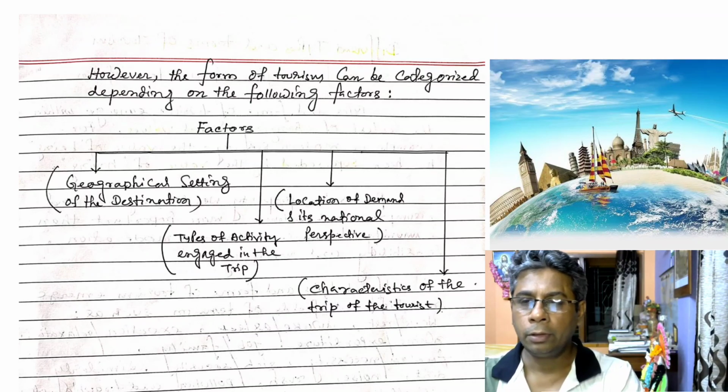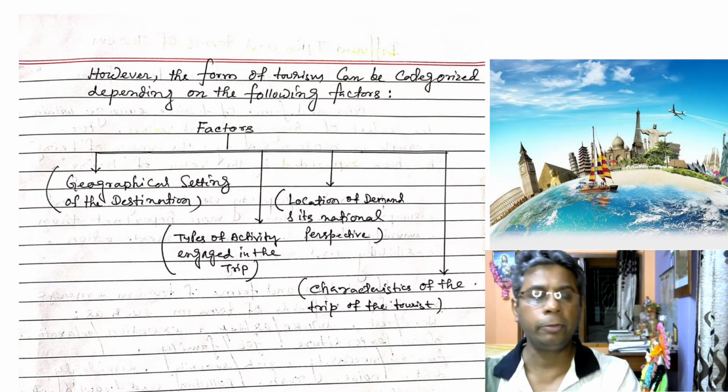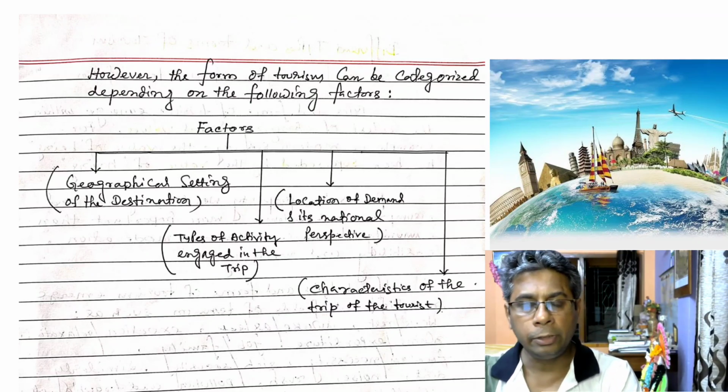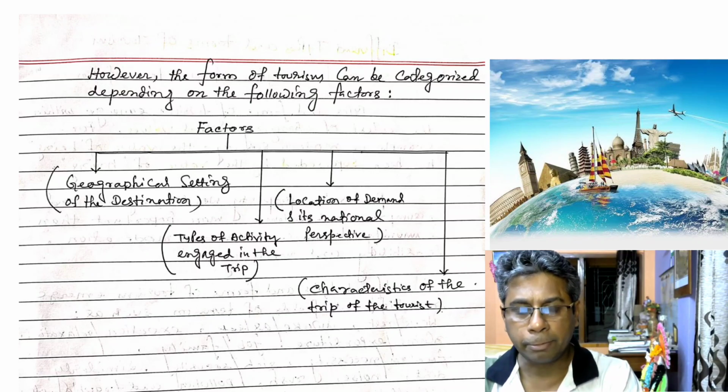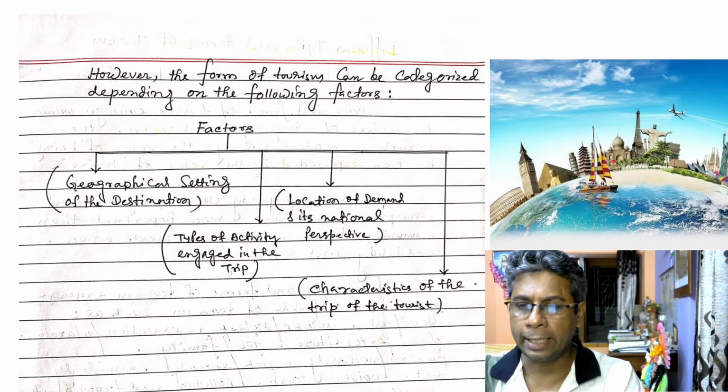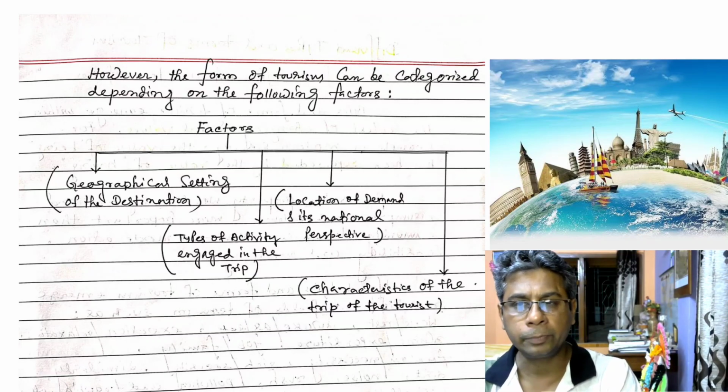However, forms of tourism can also be categorized depending on the following factors. According to these factors, tourism forms can be categorized into four parts. Number one, geographical setting of the destination. Second factor, types of activity engaged in during the trip. Third factor, location of demand and its national perspective. And fourth factor, characteristics of the trip of the tourist. Each and every factor has different parts.